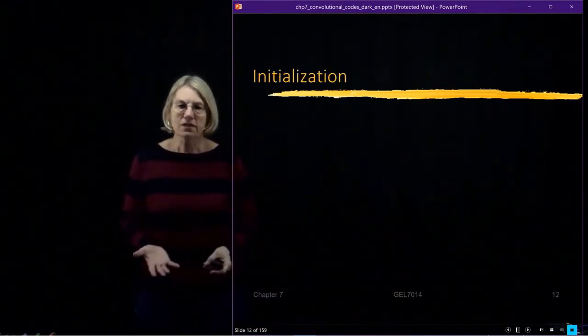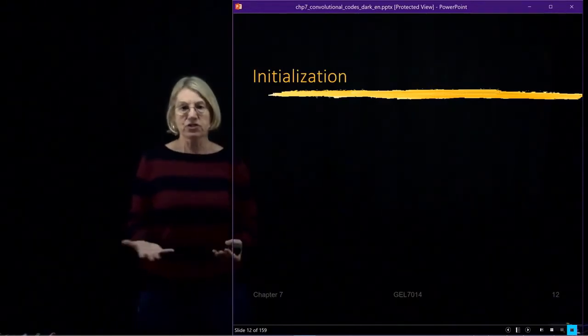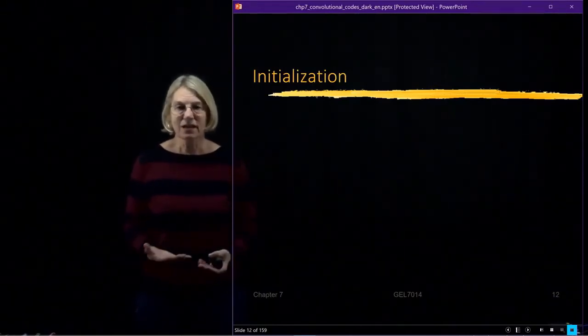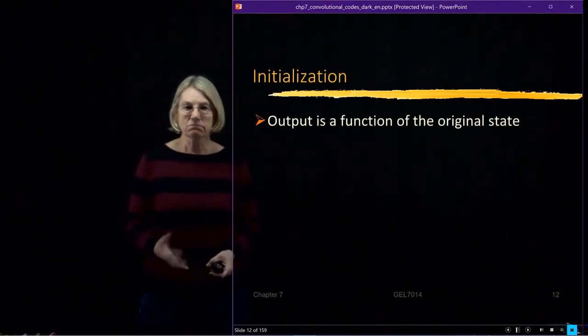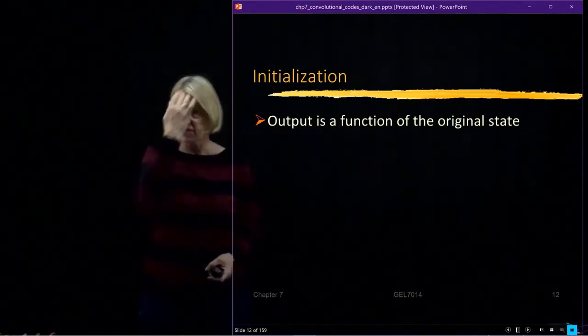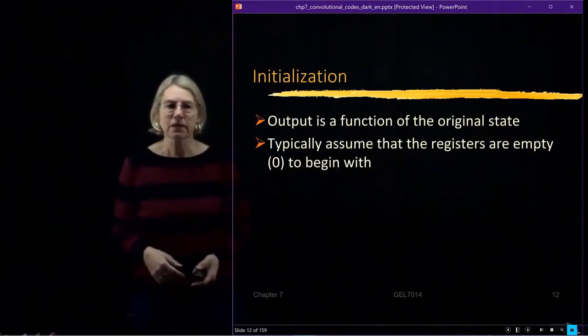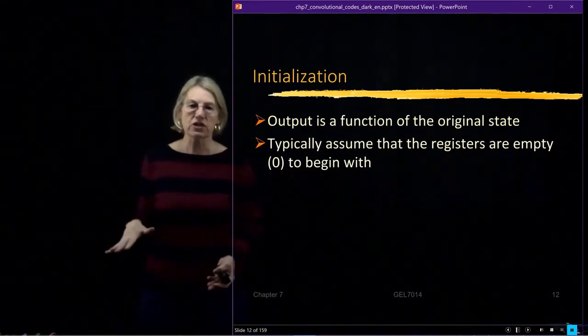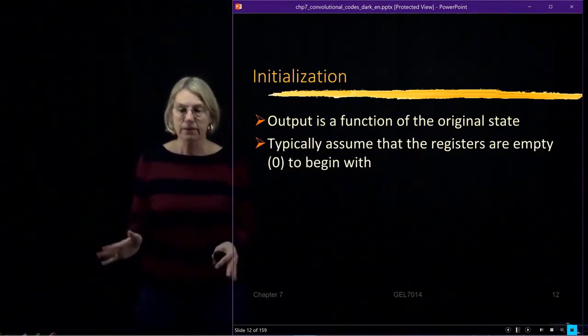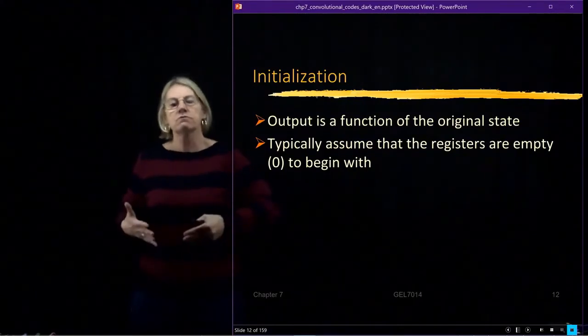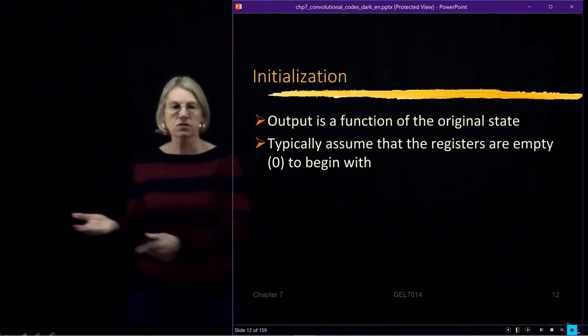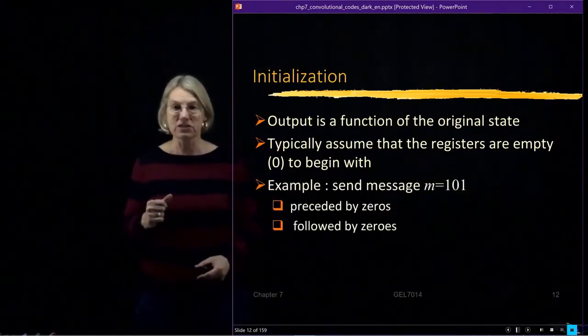All codes have to be initialized because the registers have to have an initial state. And so the output will always be a function of what this original state was. So we typically assume that the registers are empty, just all zeros to begin with. And if we want to finalize the coding, we also have to end with a bunch of zeros.